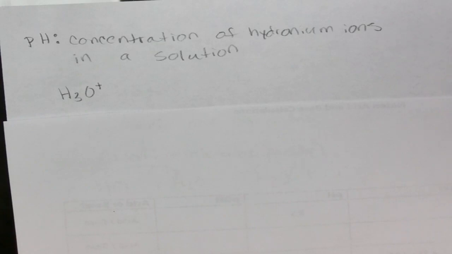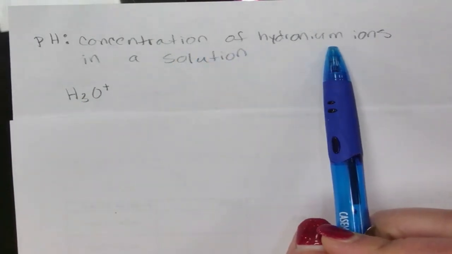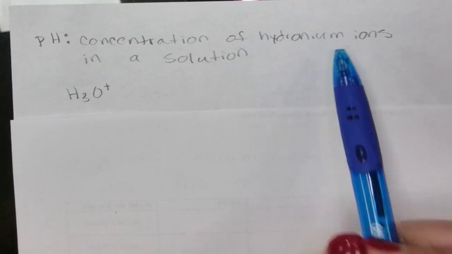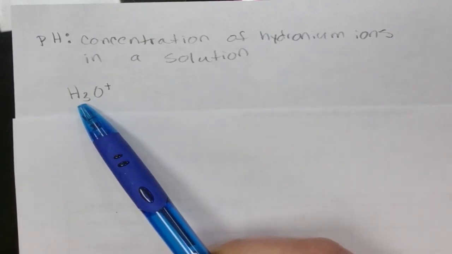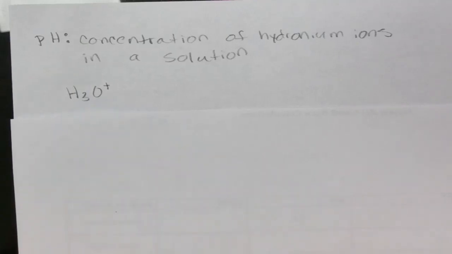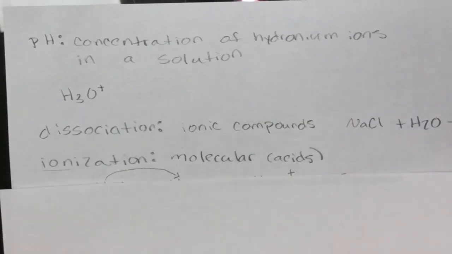All right, so in this video, we are going to talk about pH and how to make some calculations. So pH is defined as the concentration of hydronium ions in a solution. And we saw in an earlier video that a hydronium ion is an H3O plus because water has accepted a proton to form that hydronium ion.